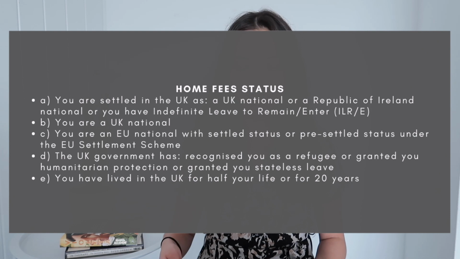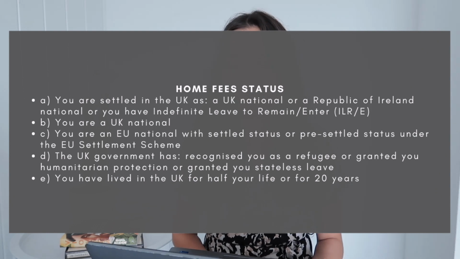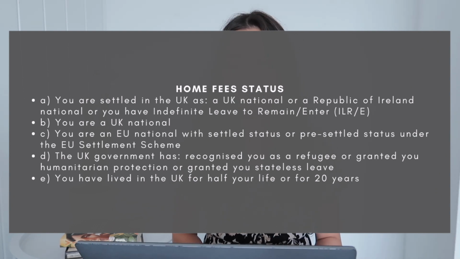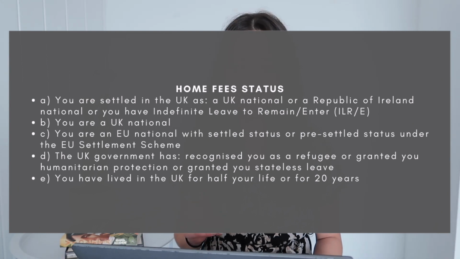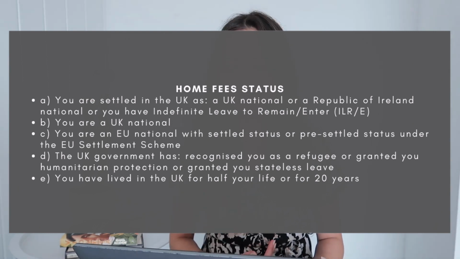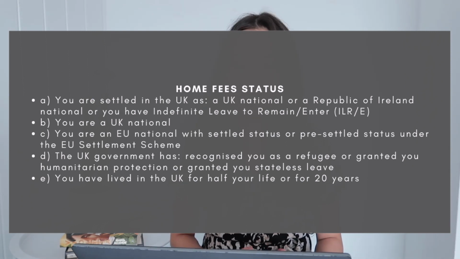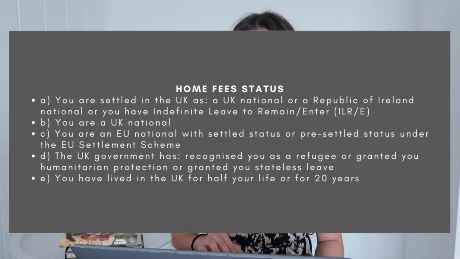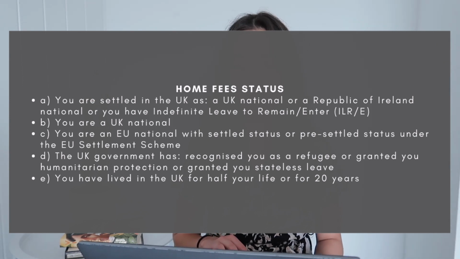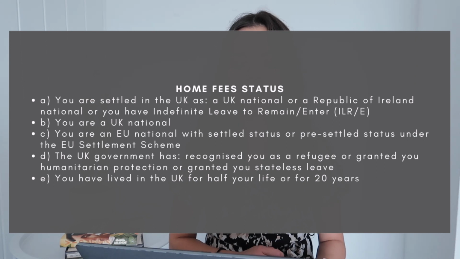But in order to qualify for home fees status, you must fall into one of these categories. You are settled in the UK as a UK national or a Republic of Ireland national, or you have indefinite leave to remain. You are an EU national with settled status or pre-settled status under the EU Settlement Scheme. The UK government has recognised you as a refugee or granted you humanitarian protection or stateless leave. Or you have lived in the UK for half of your life or for 20 years. If you don't fit into those categories, then you would be applying for a self-funded place.